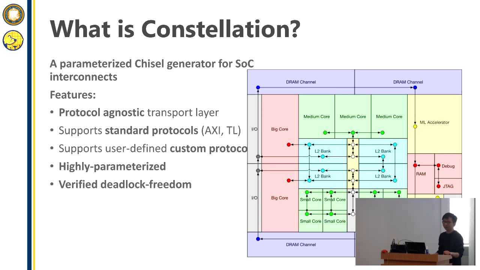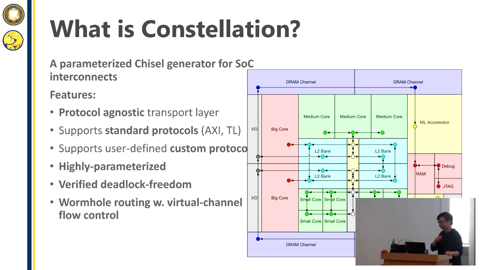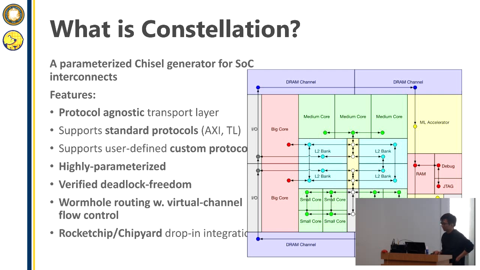The thing is verified deadlock freedom. I'll describe how the generator works and how it can provide us some guarantees about the correctness of the network on chip implementation. And it implements a fairly conventional NoC architecture, right? Wormhole routing with virtual channel flow control. And it supports drop-in integration into any existing Rocket Chip or Chipyard design. I'll talk about that later as well.